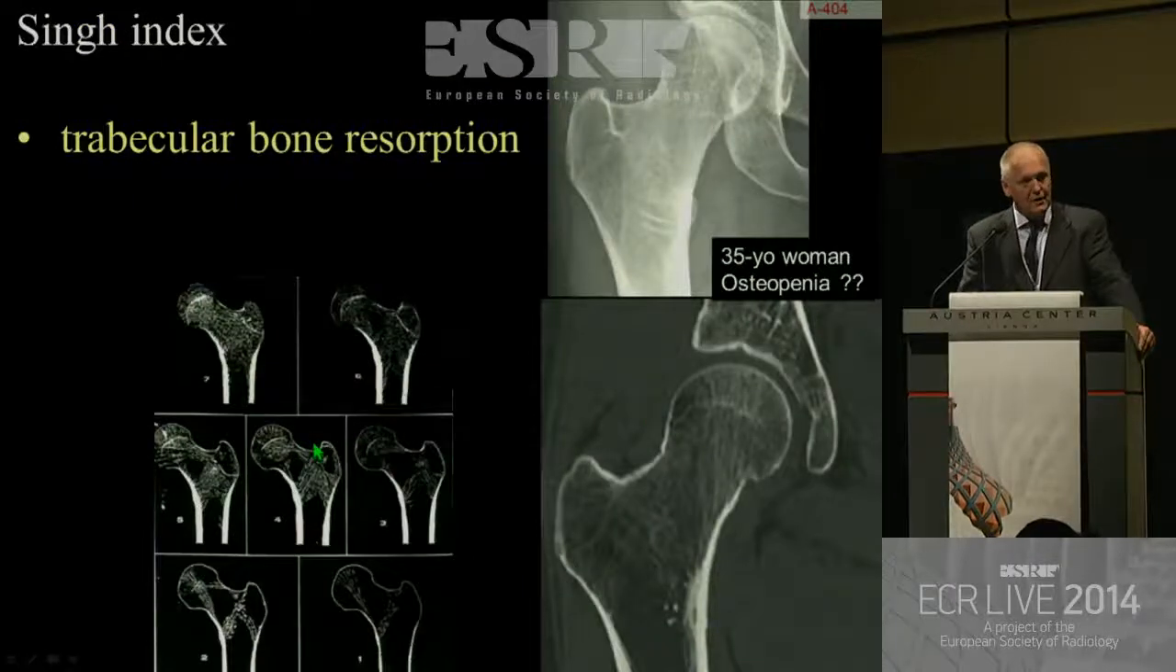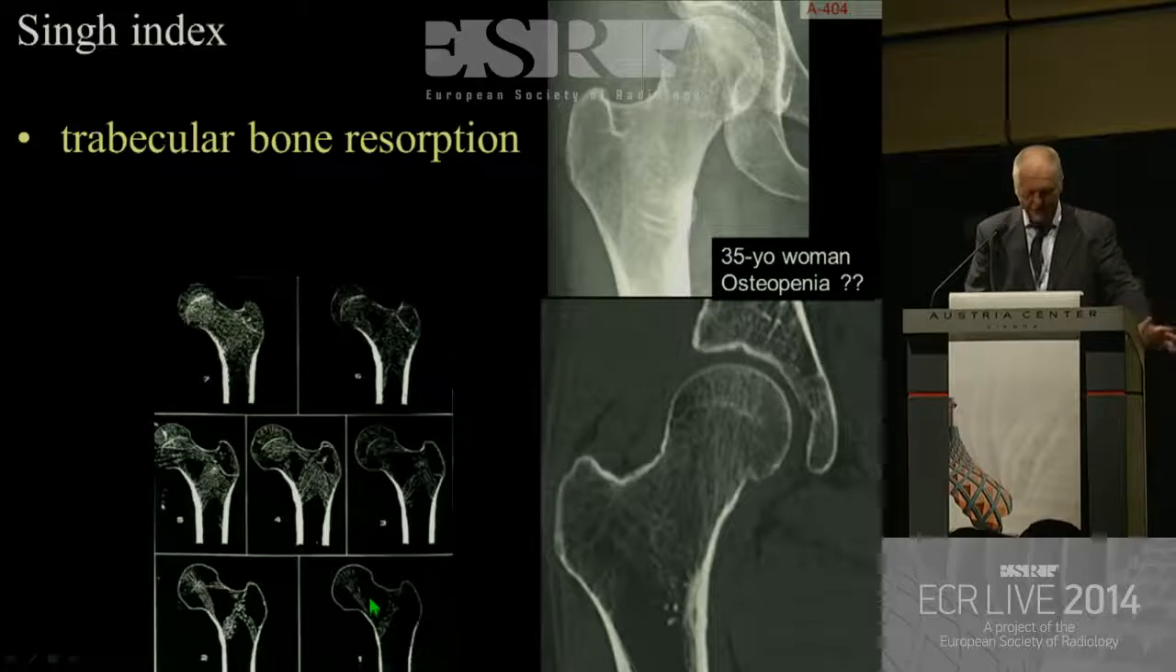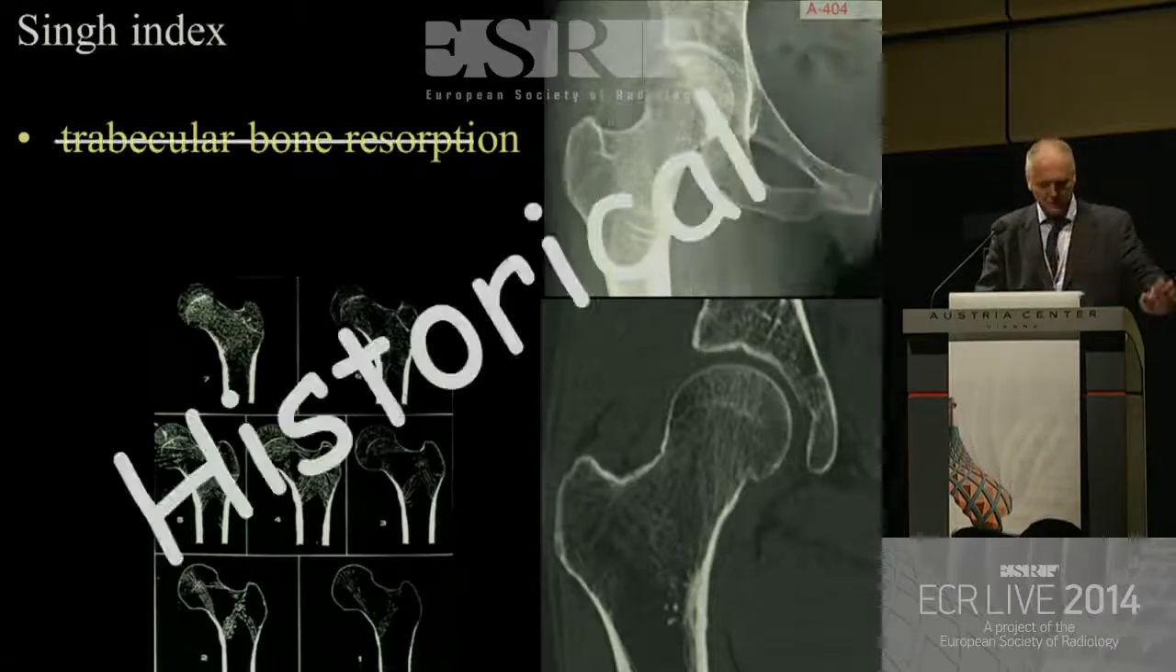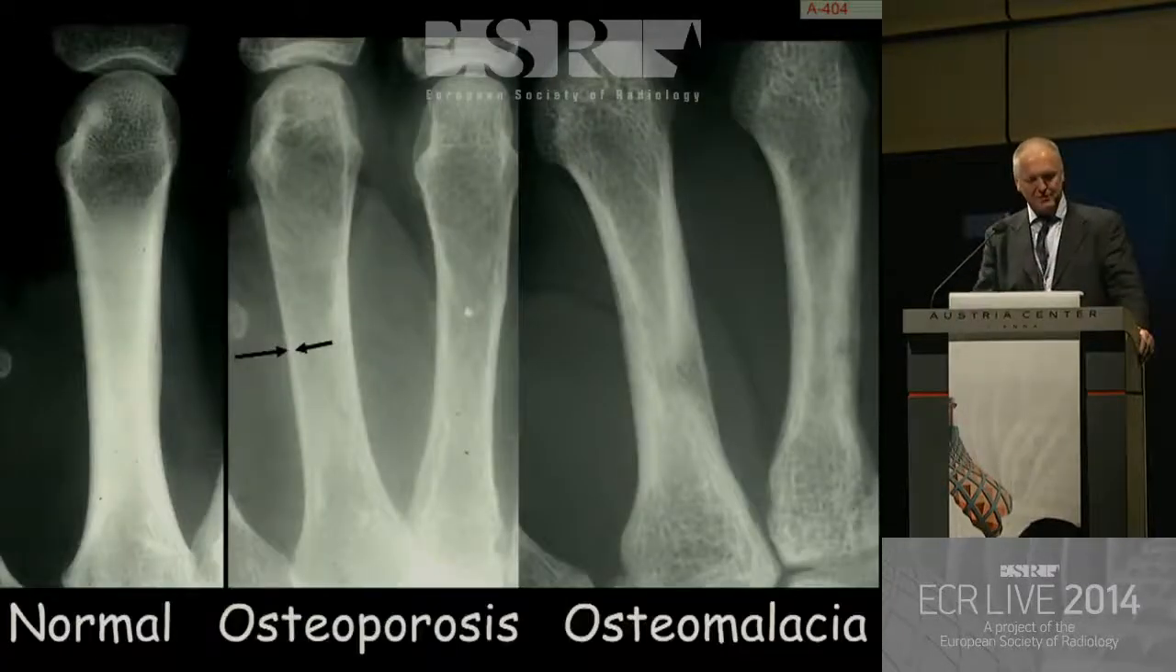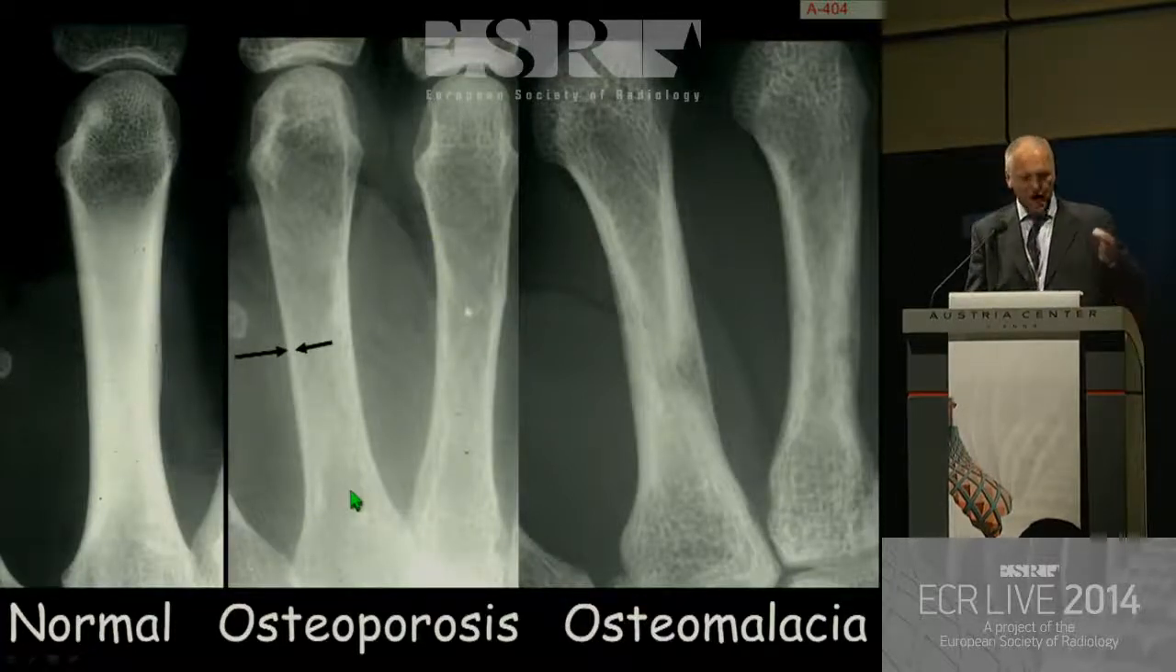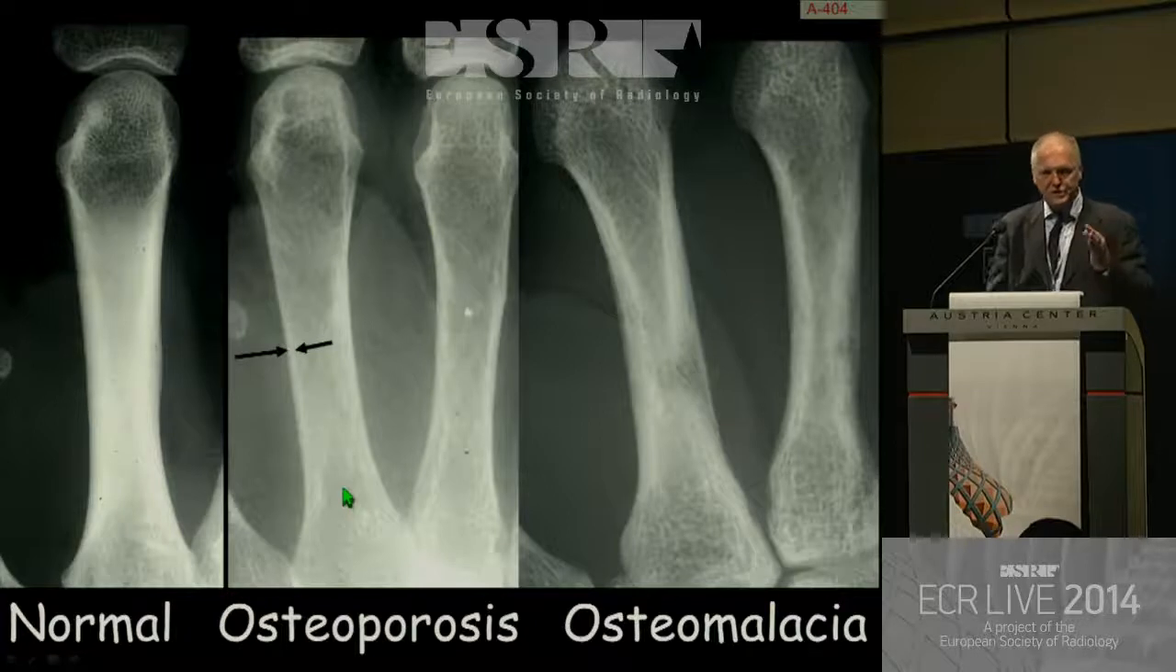So if you look at a hand radiograph, you can decide whether the bone mass is decreased or not. There are some more sophisticated techniques that have been developed over the years, but they are not in use anymore. The elderly here might remember the Singh index, in which there was progressive disappearance of the trabeculae. Forget it. It doesn't work. That's historical. It belongs to the past.